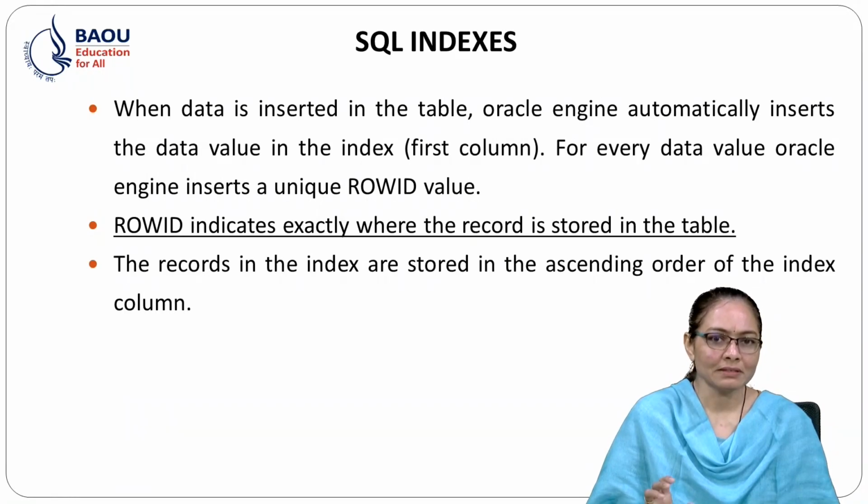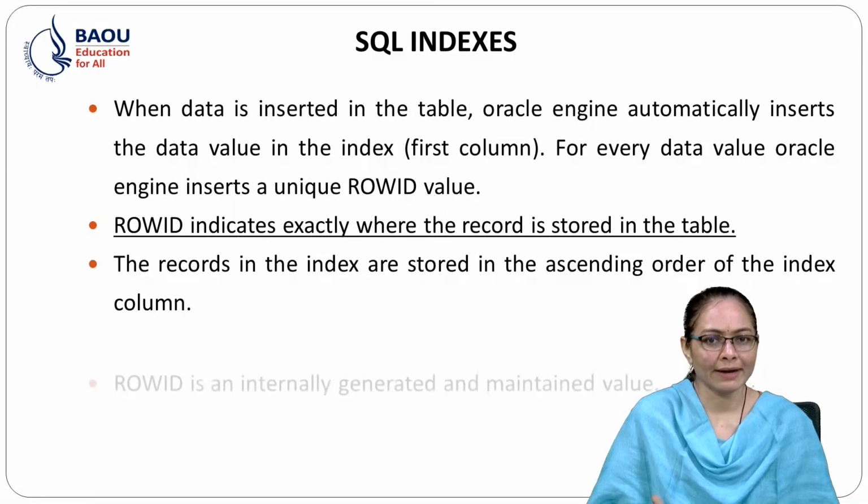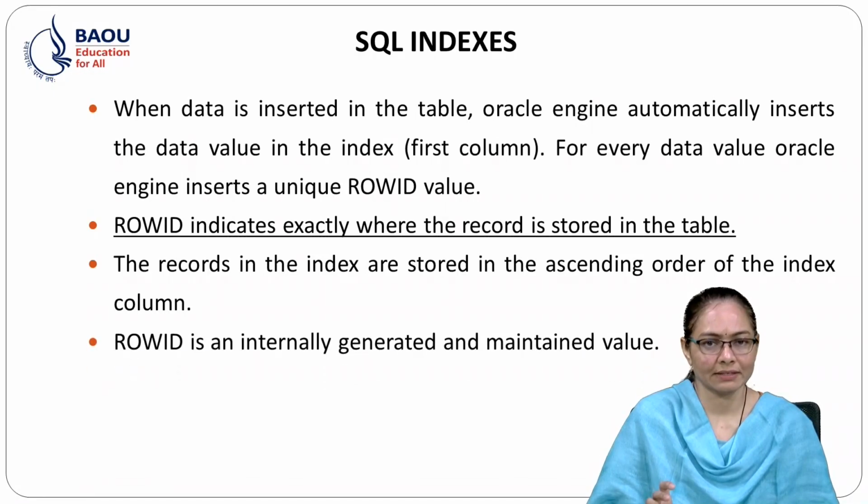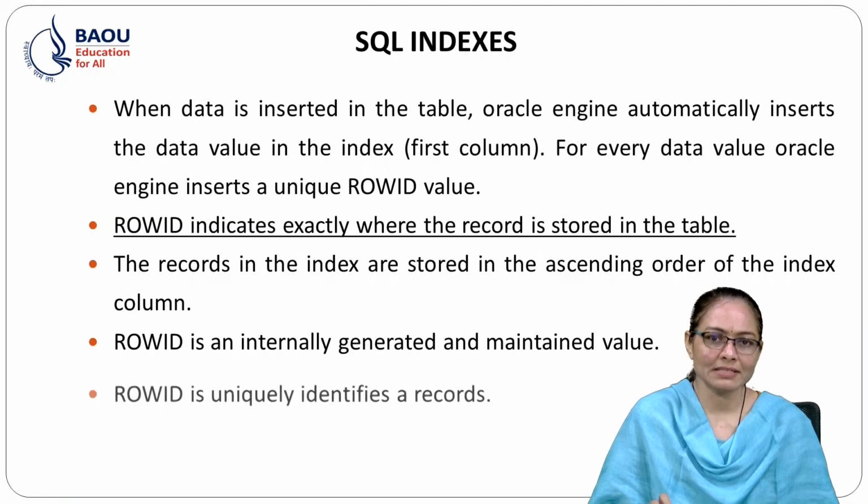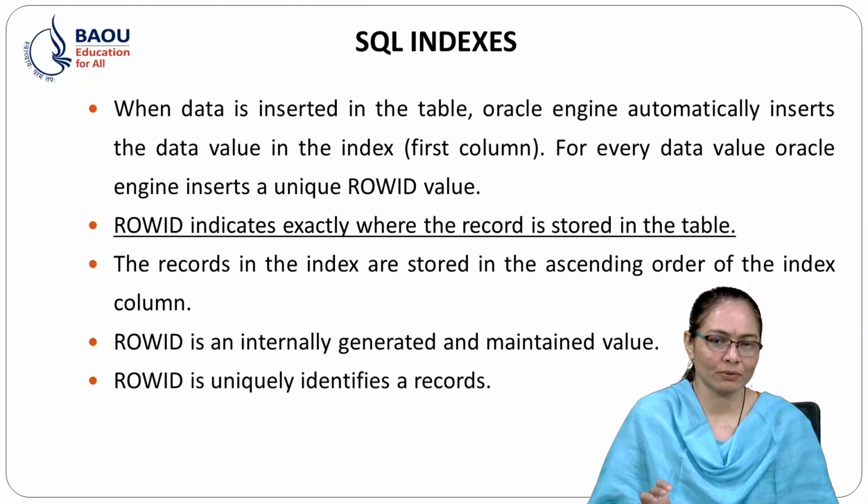For example, select rowid, roll number from student. Row ID is internally generated and maintained by Oracle. We cannot create a row ID on our own. It is automatically created when the index is created on the table. The row ID uniquely identifies the records.